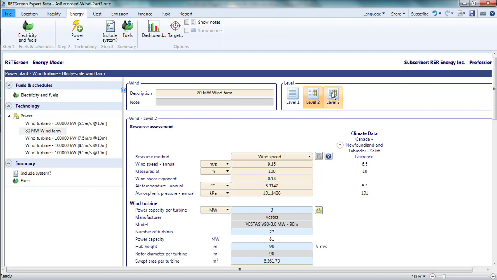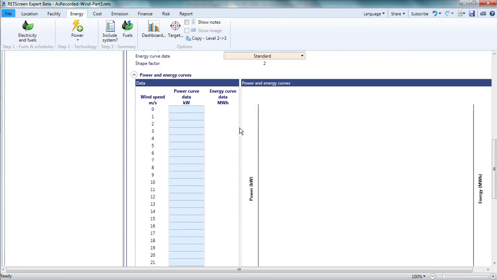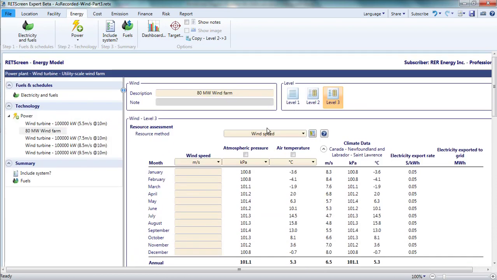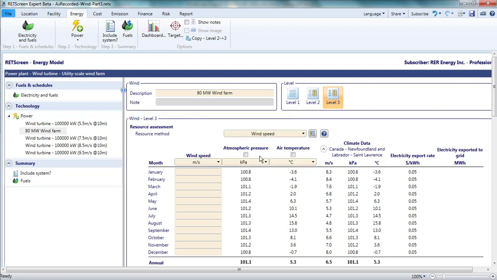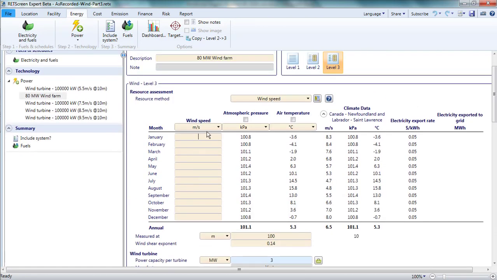When I open the Level 3 analysis, I'm faced with blank cells. Rather than fill out what I just entered for the Level 2 analysis, I'll click on the Options menu item to copy Level 2 to Level 3. That leaves only the wind speed to be specified for each month. I don't know what the average wind speed is for each month.